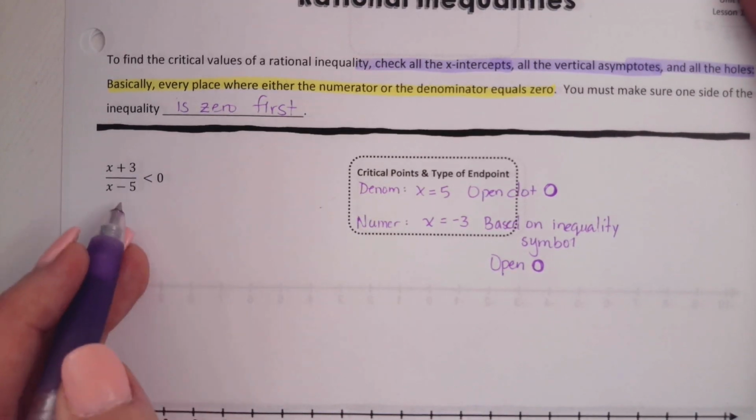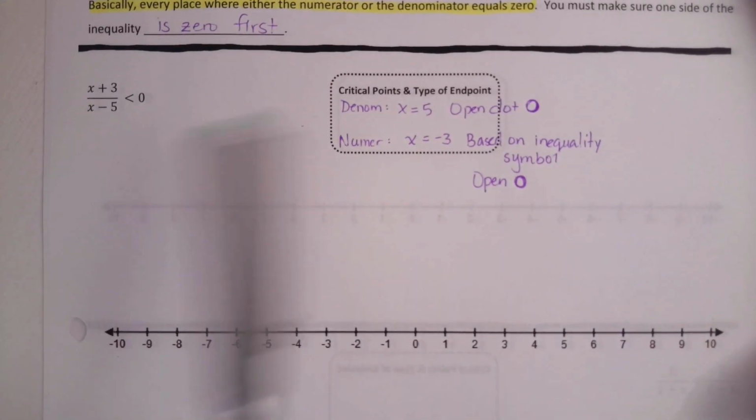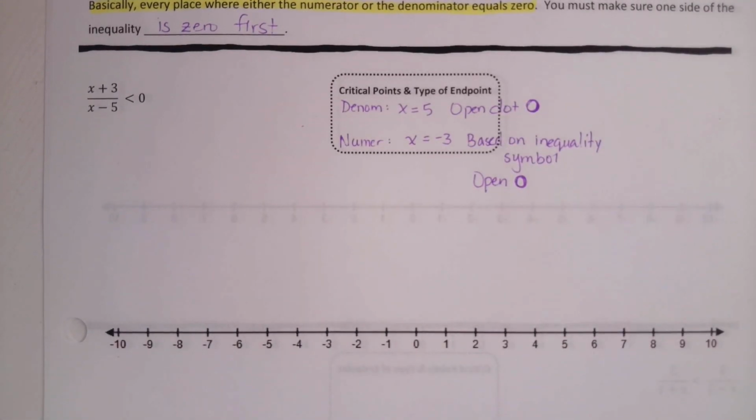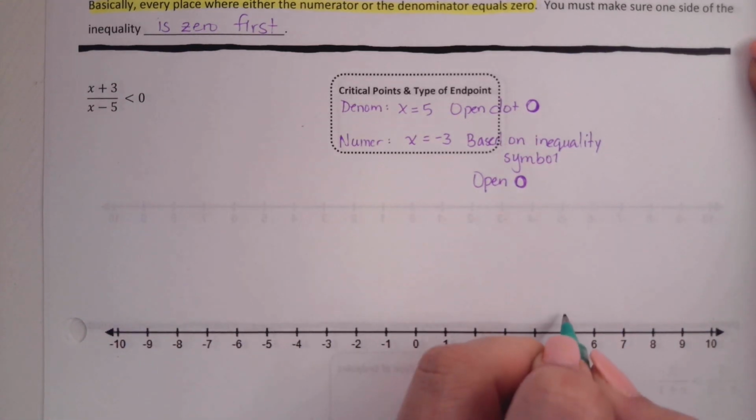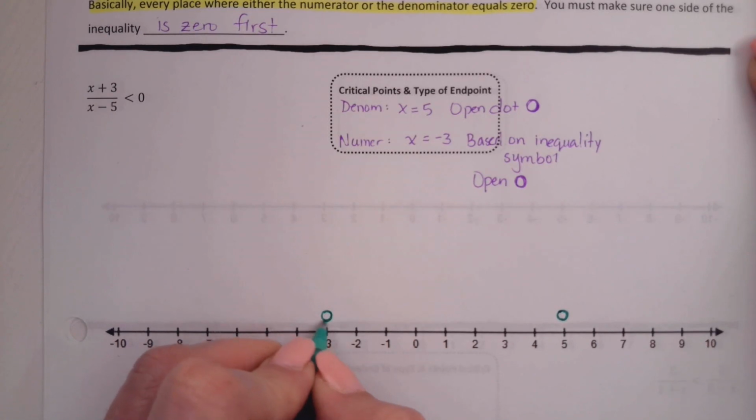So we found those two numbers. So we're going to take those numbers, we're going to plot them on our number line. Both of them we found out were open dots. So we'll need an open dot on 5 and an open dot on -3.